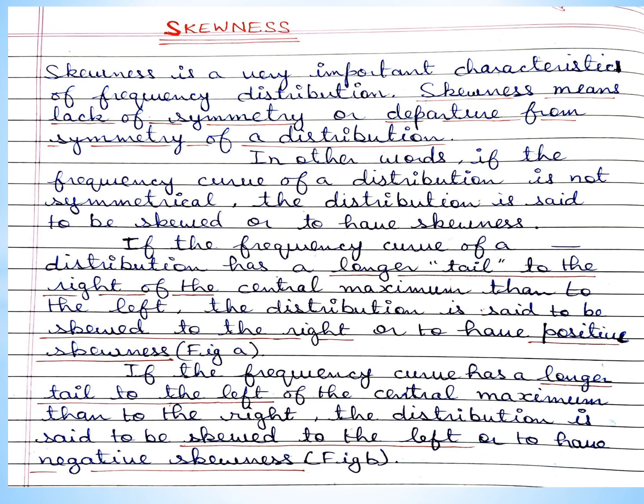If the frequency curve of a distribution has a longer tail to the right of the central maximum than to the left, the distribution is said to be skewed to the right or to have positive skewness. We can see the positive skewness in figure A in upcoming slide. If the frequency curve has a longer tail to the left of the central maximum than to the right, the distribution is said to be skewed to the left or to have negative skewness. We can see the negative skewness in figure B.